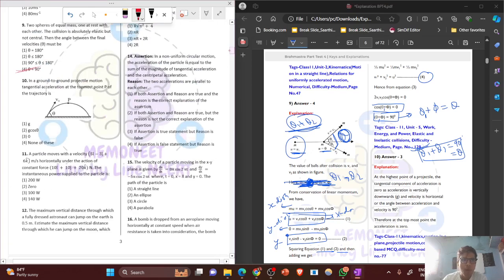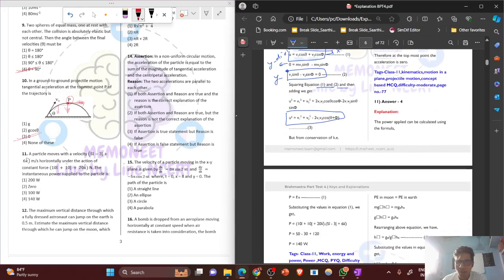In a ground to ground projectile, the tangential acceleration at the topmost point is asked. It is simply zero. You know this. There is only velocity in this direction, no velocity in this direction, and the acceleration is always in the vertical direction. There is a component like this and this, but at the topmost point, it's totally vertical. So no tangential acceleration. So the option will be your third. It's a complete theoretical question.